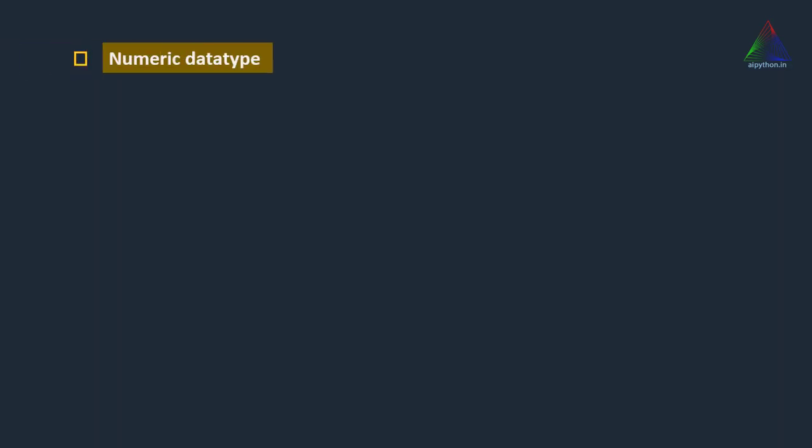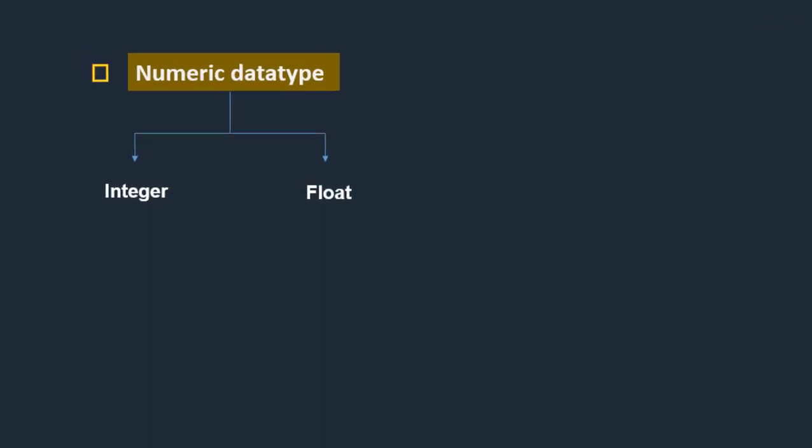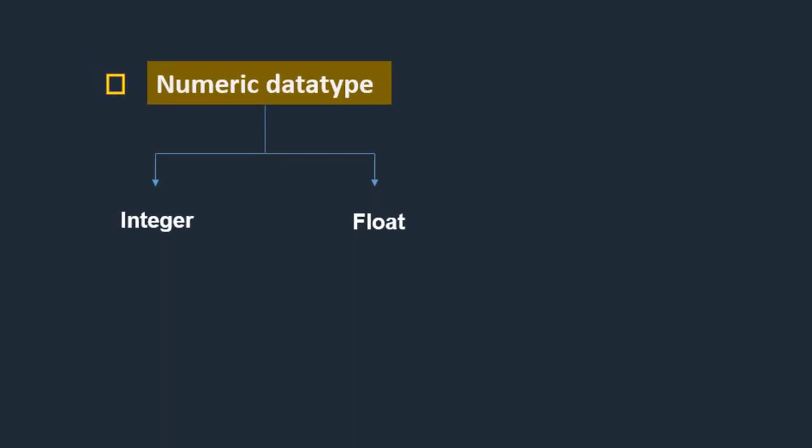So the first one is the numeric data type. Numeric is divided into two categories, integer and float. Integers are real numbers that store the integer value without any decimal point. So it's a pure number without any decimal point.